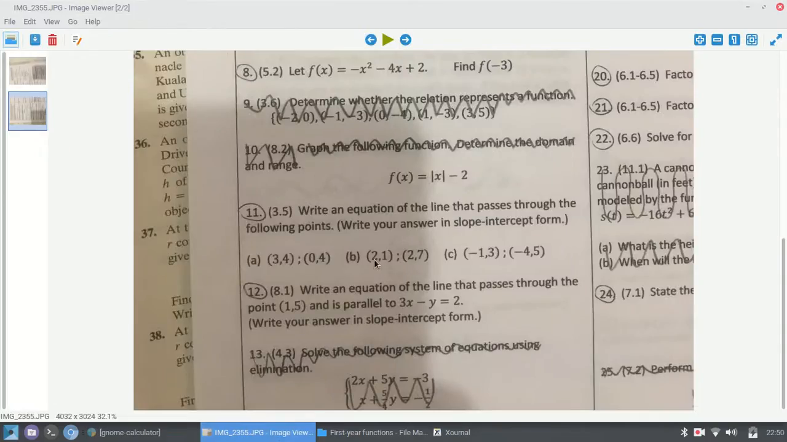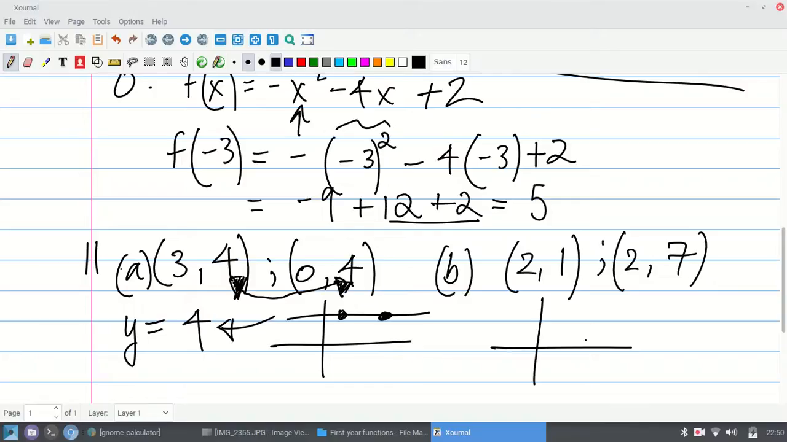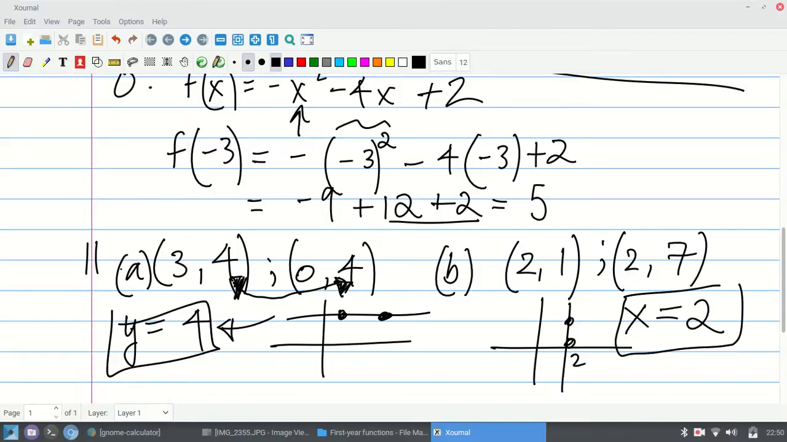With B, x is constant. You see that? 2, 1, and 2, 7. The only way you get a line like that is if it's a vertical line at x equals 2. That's the only way you get 2 points that have the same x value, if they lie along a line called x equals 2. So that's the equation of that line.